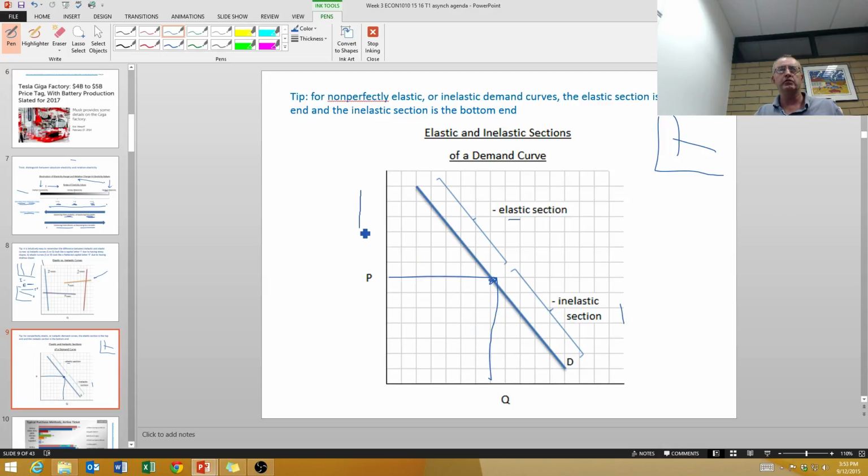And as price comes down during the elastic section, total revenue increases as we move down. And in the inelastic section, price and total revenue move directly. So as price goes up, total revenue also goes up, and vice versa.